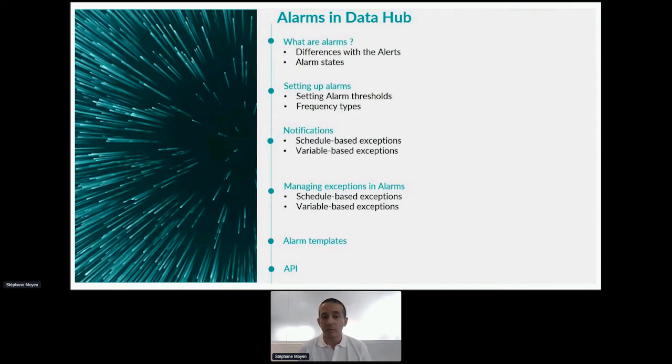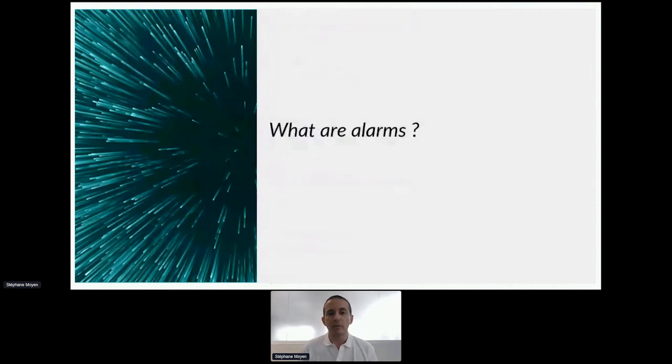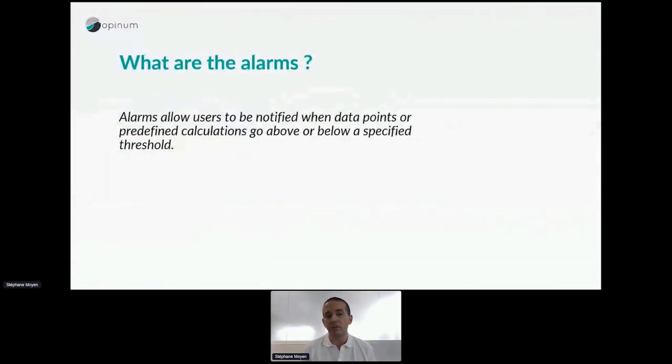And how you can manage exceptions for alarms in Data Hub, and then a short review of the alarm templates and the API. So first, what are alarms? Alarms are actually quite simple to understand. They are events that allow users to be notified when data points or predefined calculations from data points, for example, go above or below a specified threshold.